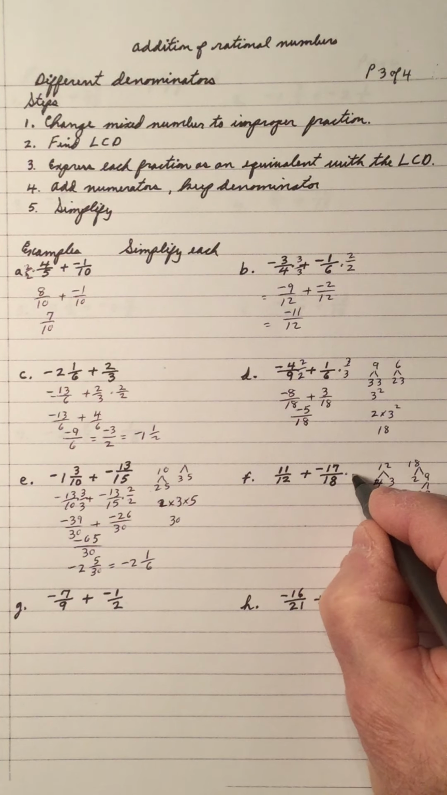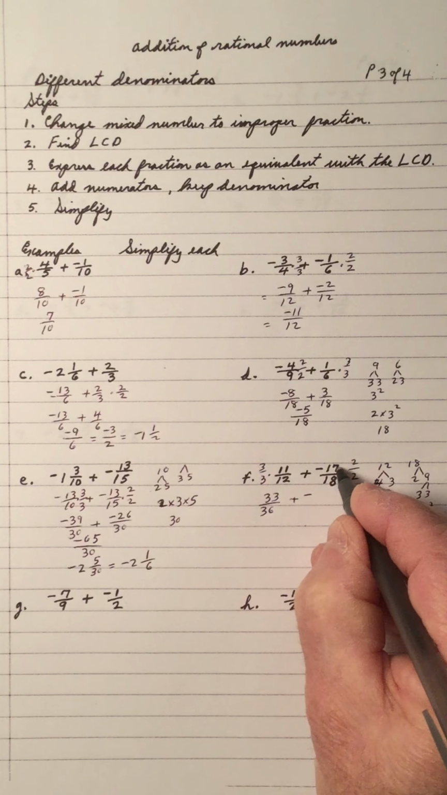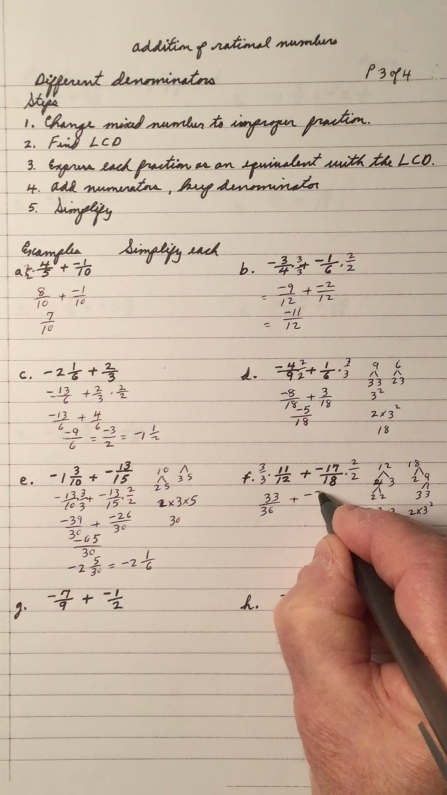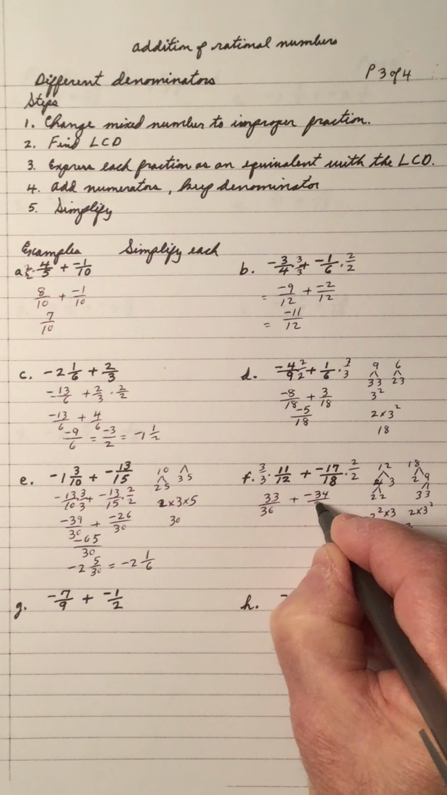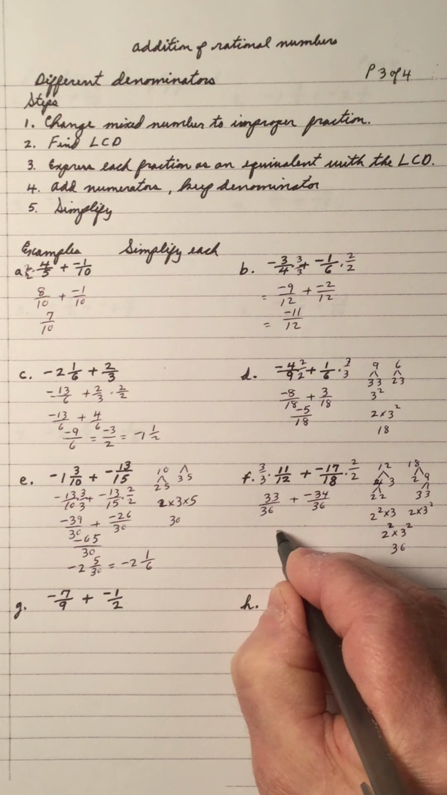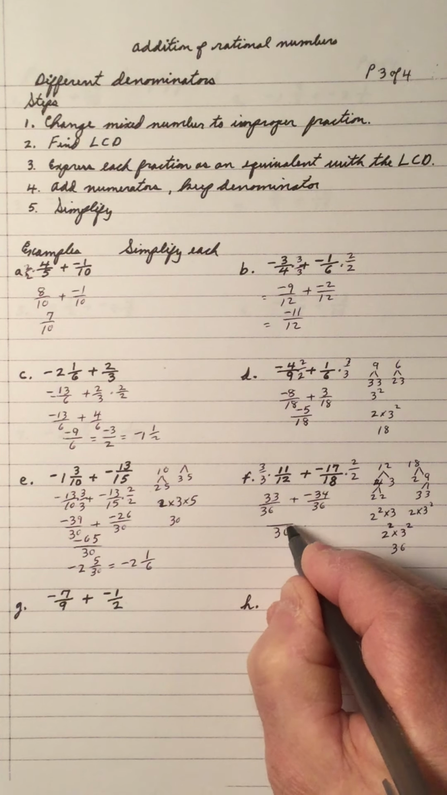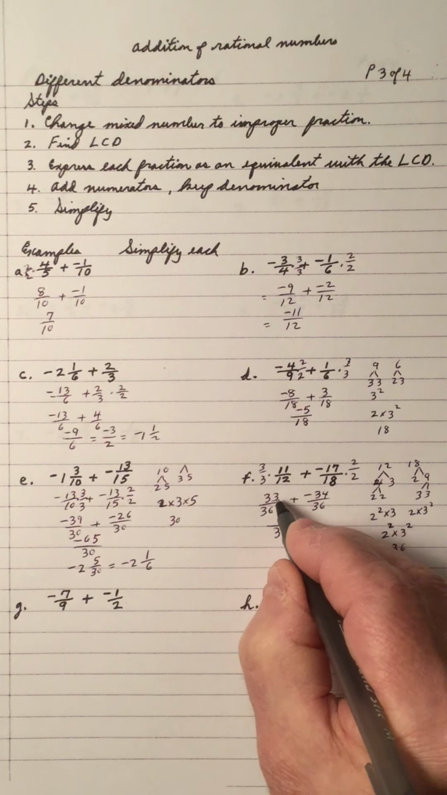Multiply the 12 by 3. So 3 over 3, 2 over 2. That gives us 33 over 36. And negative, when you multiply, you get a negative 34 over 36. Common denominator is 36, write it down. Add, you get a negative 1.